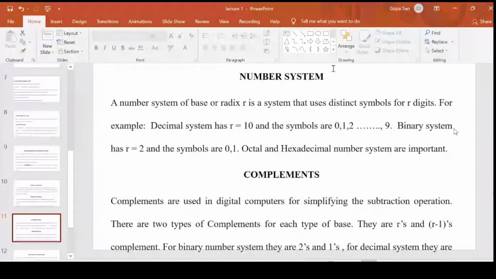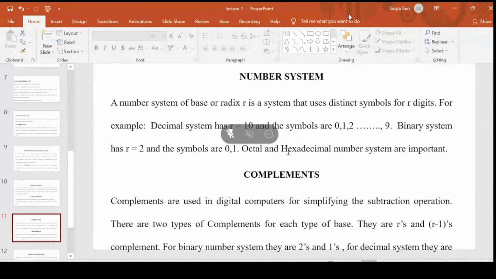In addition to decimal and binary, there are other number systems which are important to computer applications. One is known as octal and the other is known as hexadecimal. Octal has R as what? Can you tell me R for octal and R for hexadecimal? 8 and 16. For octal, 0 to 7 are the different digits. For hexadecimal, it is 0 to 9, then A to F. Very good. So these are the examples.